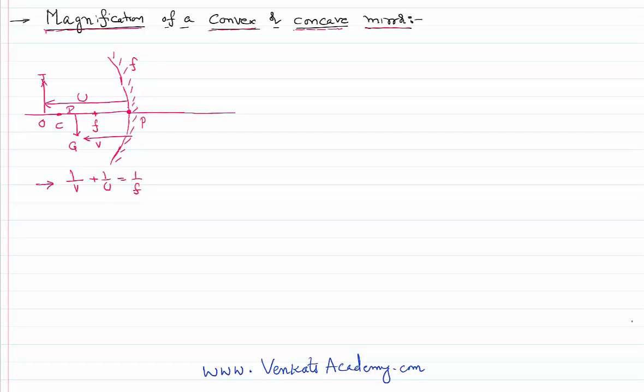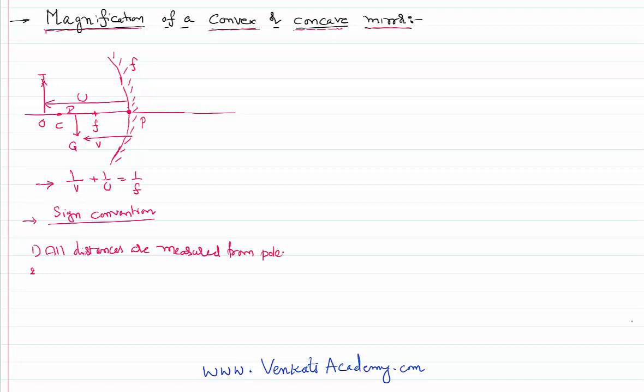And there is some certain sign convention. What is that sign convention? Let us just remind once again to understand this magnification sign. We have explained this in the previous video lesson also, but anyway, let us do that once again. All distances are measured from the pole. All distances are measured from the pole of the mirror.